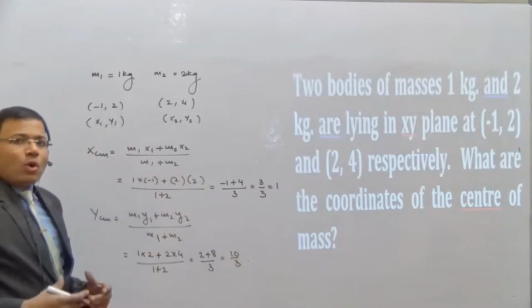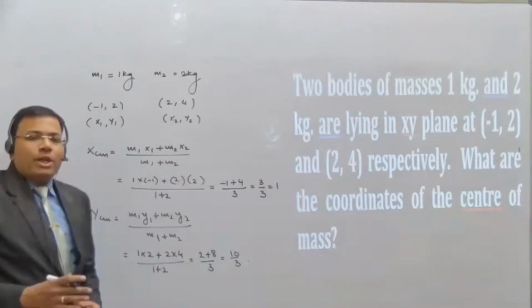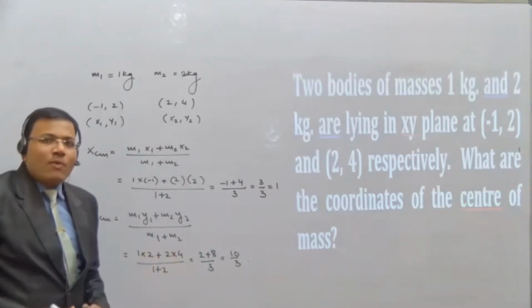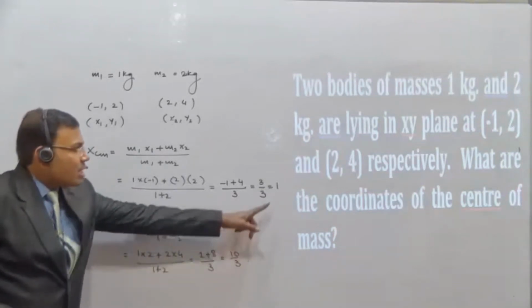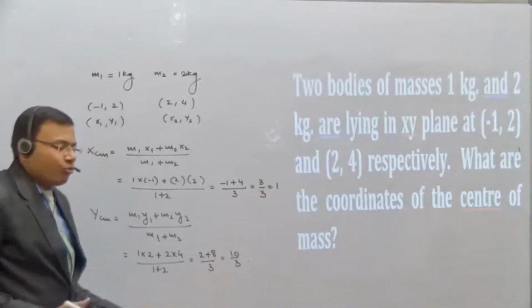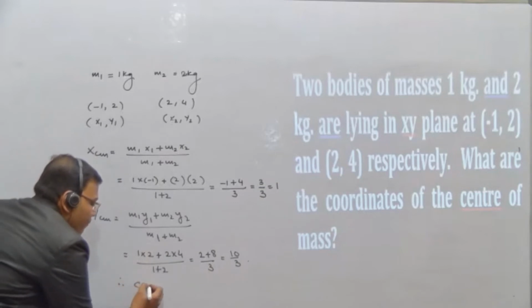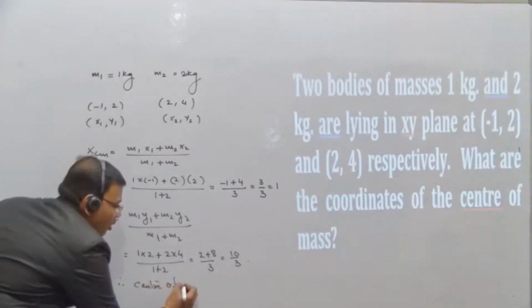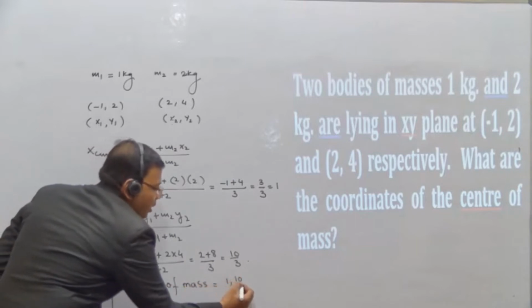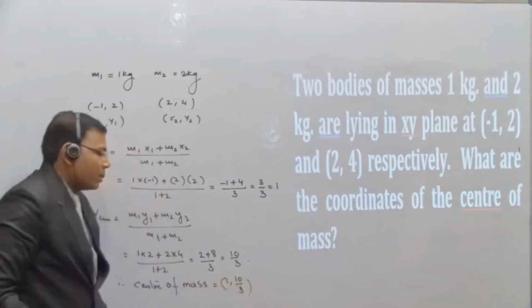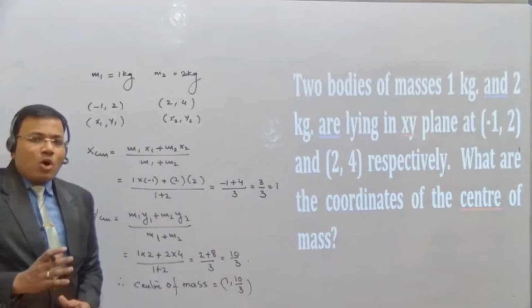Now how to write the coordinates of the center of mass, xcm comma ycm, I have already given you. That means we can write the center of mass as 1 comma 10 by 3. Therefore, center of mass is equal to 1 comma 10 by 3. I hope you have understood how we have solved the problem.